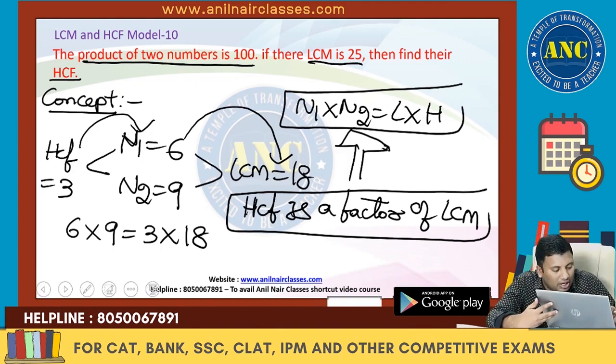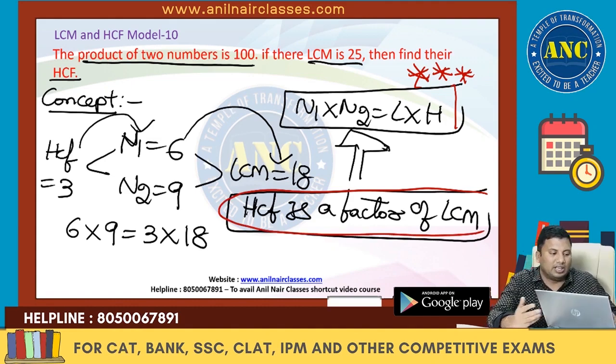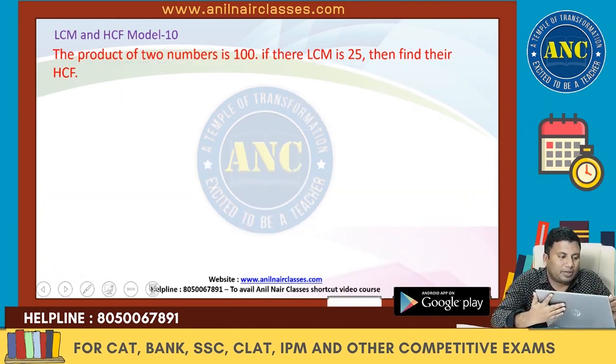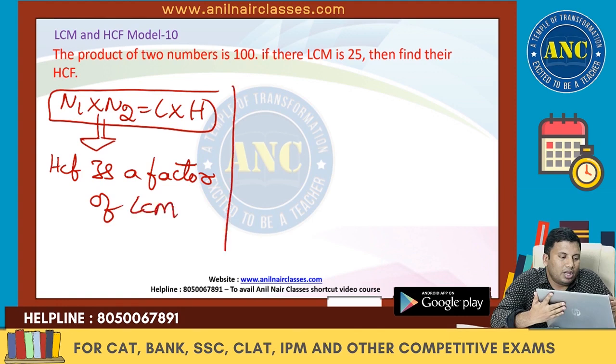Product of two natural numbers is equivalent to LCM into HCF. This is used only when HCF is a factor of LCM. Remember this extremely important concept. N1 into N2 is equivalent to LCM into HCF. This is only valid when HCF is a factor of LCM.